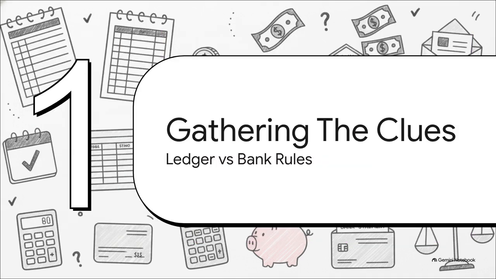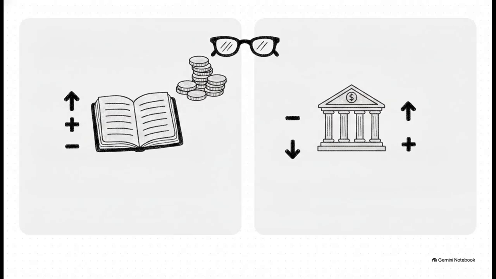Gathering the clues. We really need to understand the ledger versus bank statement rules before we do anything else. Now, what is actually super interesting here, and honestly a bit counterintuitive, is the rule of debits and credits. When you look at your own company ledger, an increase in cash is recorded as a debit, right? And a decrease as a credit.